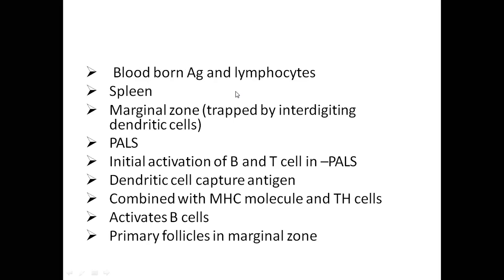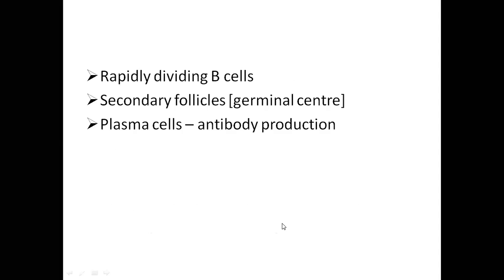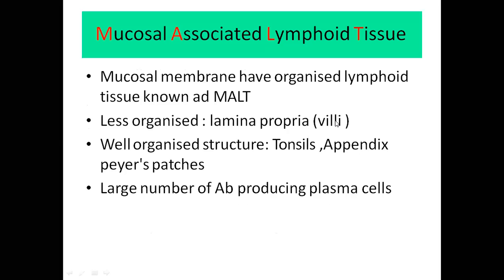Okay, so where did we stop here? Yeah. After the B cell is activated, the B cells rapidly divide. After which, what happens? Secondary follicles are formed, and then they form these B cells. They help in the formation of the plasma cells, and after that, leading to antibody production.